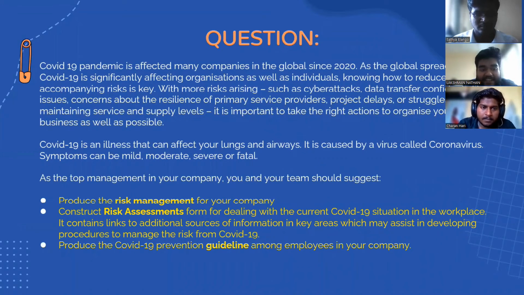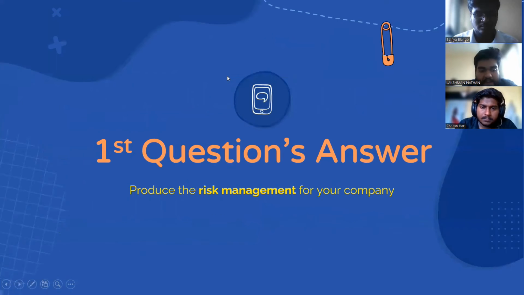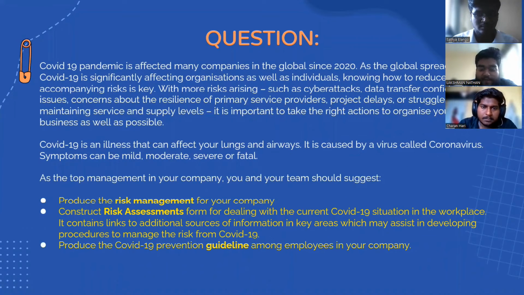COVID-19 is an illness that can affect your lungs and airways. It is caused by a virus called coronavirus. Symptoms can be mild, moderate, severe, or fatal. As the top management in your company, you and your team should produce the risk management for your company, construct a risk assessment form for dealing with the current COVID-19 situation in the workplace. It contains links to additional sources of information in key areas which may assist in developing procedures to manage the risk from COVID-19. And lastly, produce the COVID-19 prevention guideline among employees in your company.